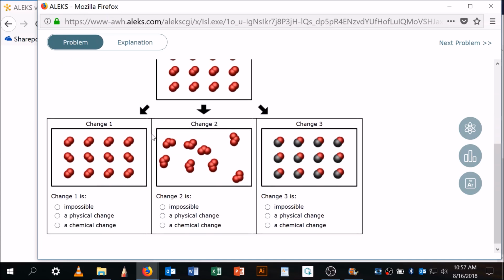So again, this is a different arrangement, but the same molecules. So it's a physical change. These are different molecules, so it must have had a chemical change. And this is different atoms. You can't get carbon if all you start out with is oxygen. So this is impossible. All right, hope that's helpful.